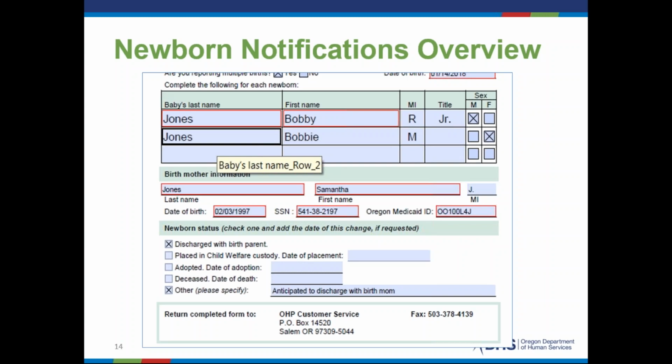In this example, the newborns are being discharged with the birth parent, and Brent had advised adding an additional note. In this situation, let's say that the family is still inpatient, note that they are anticipated to discharge with birth mom as opposed to being placed in child welfare, adopted, or deceased.